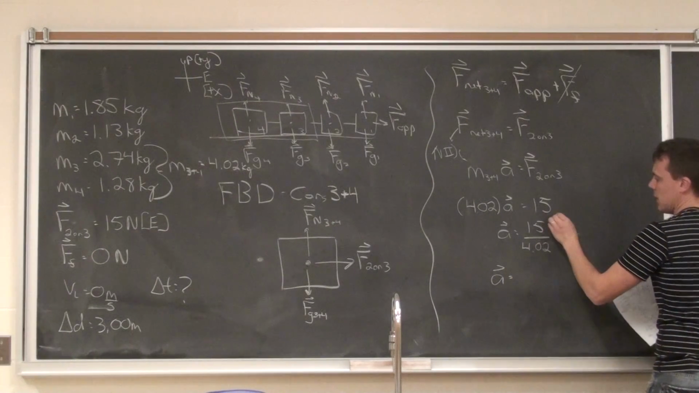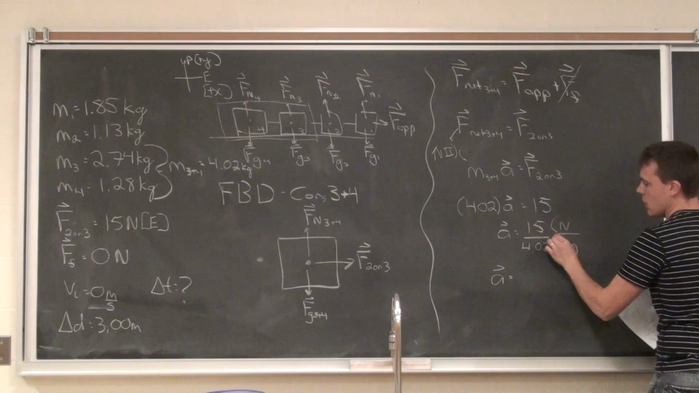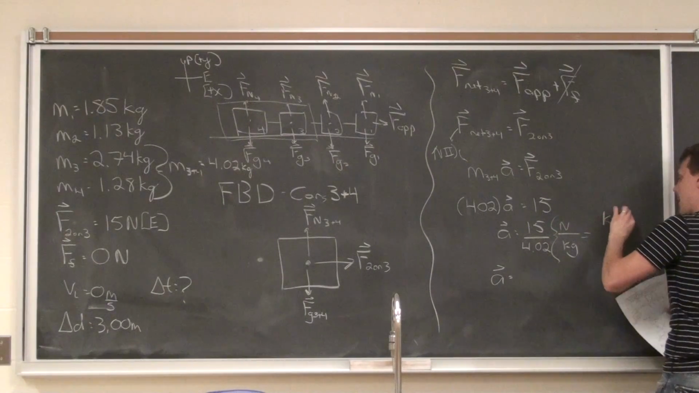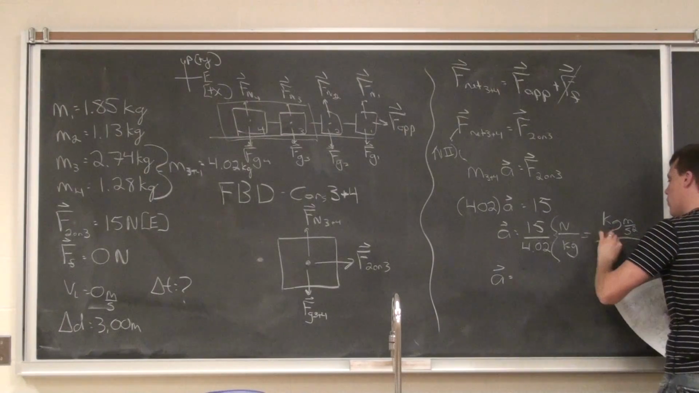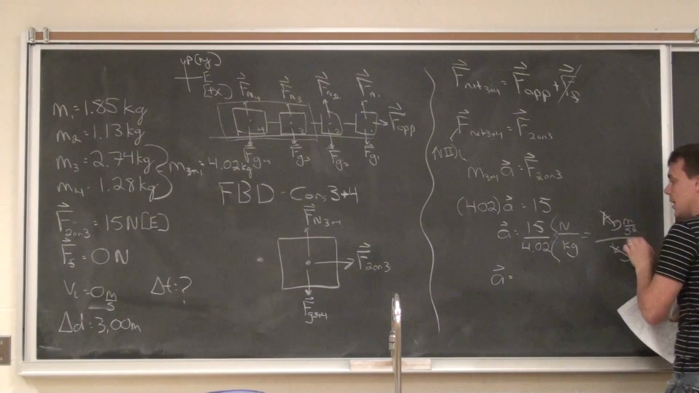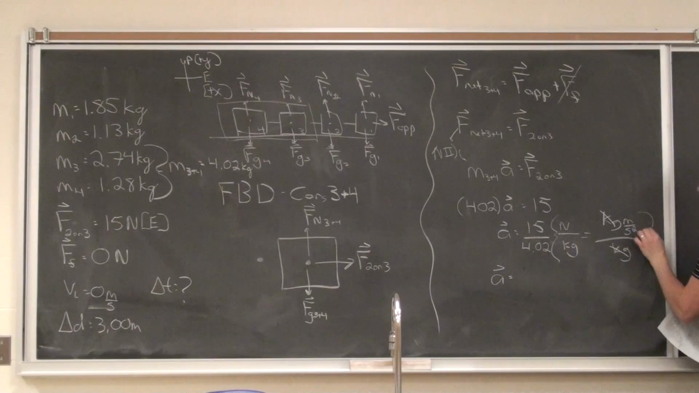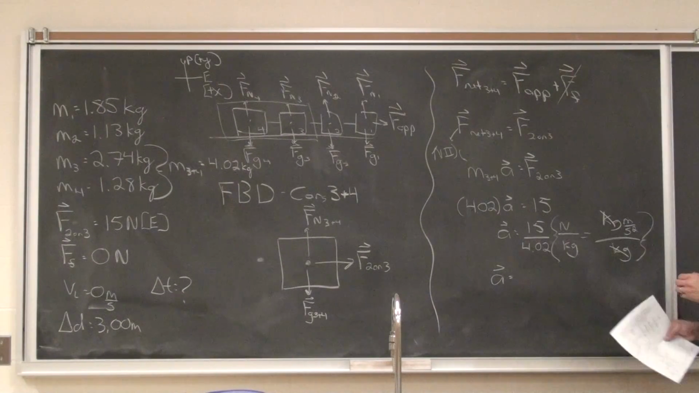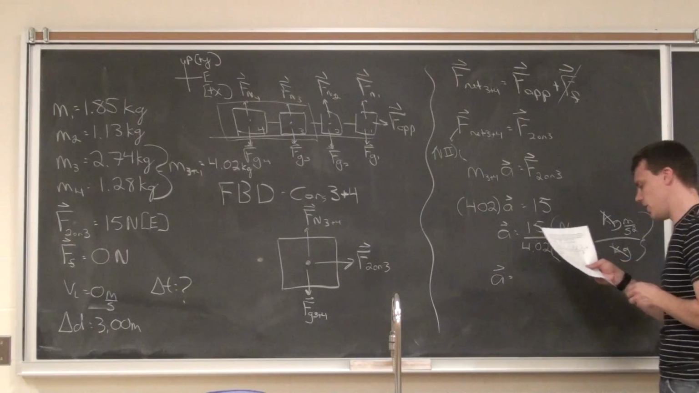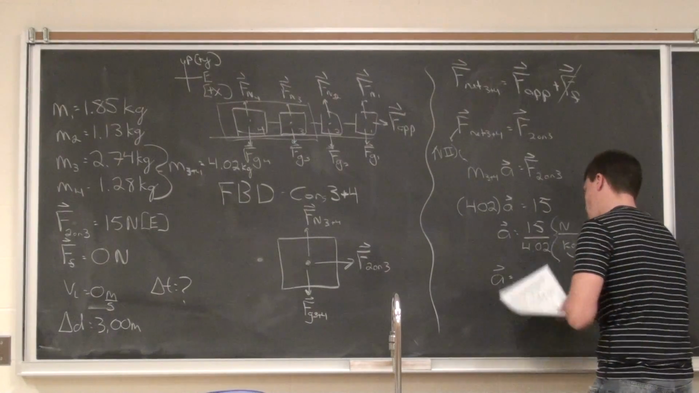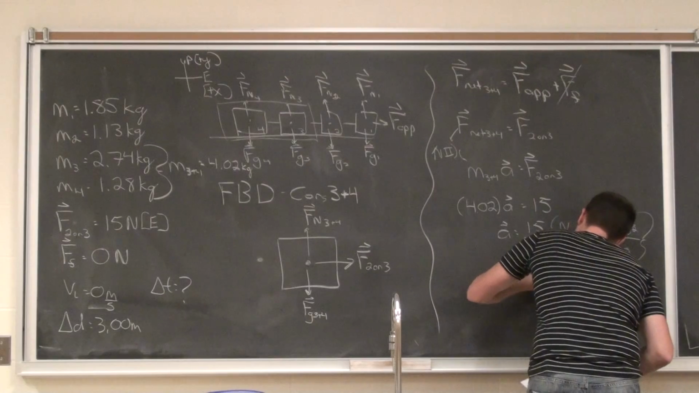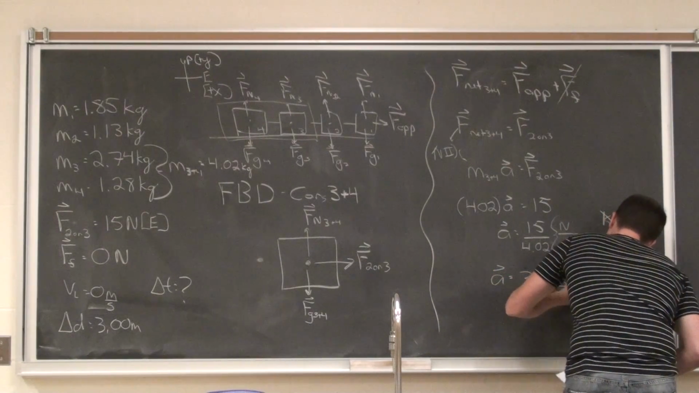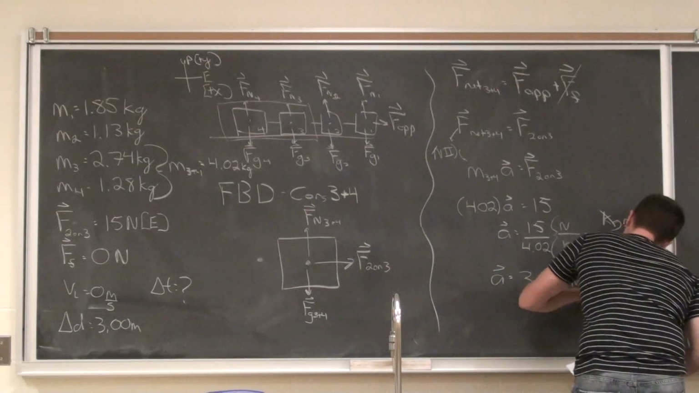Well, that's the same thing. This is just a little dimensional analysis. Newtons over kilograms, which would be kilogram meters per second squared over kilograms. The kilograms cancel, leaving me in meters per second squared, which is the unit of acceleration. So that was a little dimensional analysis on the side. 15 divided by 4.02 is 3.73, keeping with our significant figures of 3 meters per second squared, and it will be in the east direction.